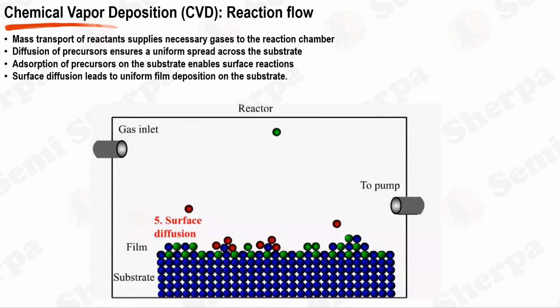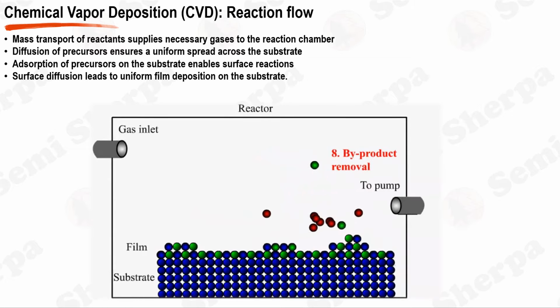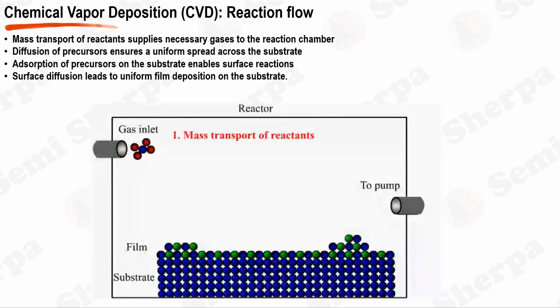The surface reaction then takes place, where the adsorbed precursors react to form the target film on the substrate. This step is influenced by various factors, including temperature, pressure, and the specific chemistry of the precursors and the substrate. Step 7. The desorption of the byproduct, a natural result of the surface reaction, happens next.